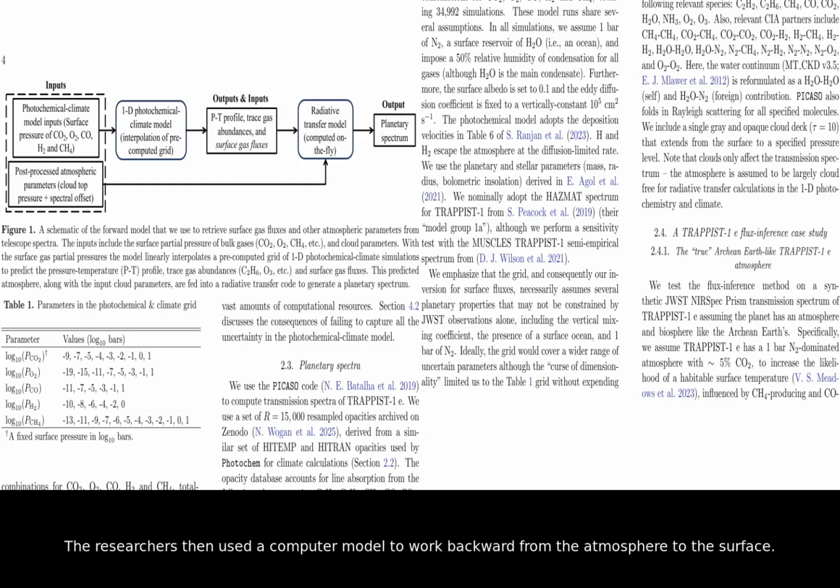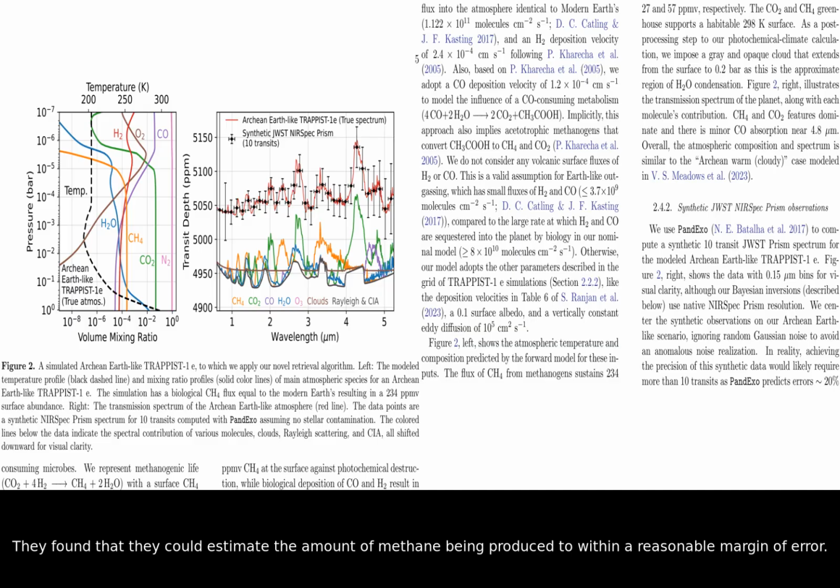The researchers then used a computer model to work backward from the atmosphere to the surface. They found that they could estimate the amount of methane being produced to within a reasonable margin of error. In their test case, about 80% of the results pointed toward a biological source for that methane. But there is a catch.